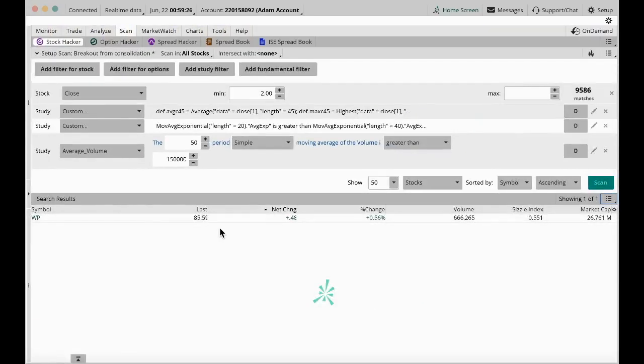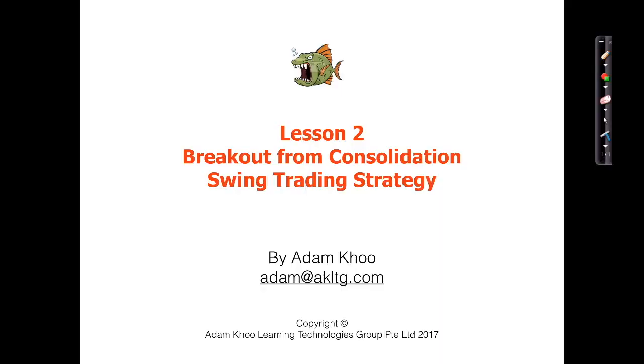That's it. All right. So notice there is a bit of difference when you scan with ThinkSwim or you scan with TC2000. I find that the TC2000 actually creates better results because of the programming code that was written. Okay. So that's how you look for breakout stocks every day. So that concludes lesson 2, the breakout from consolidation swing trading strategy.